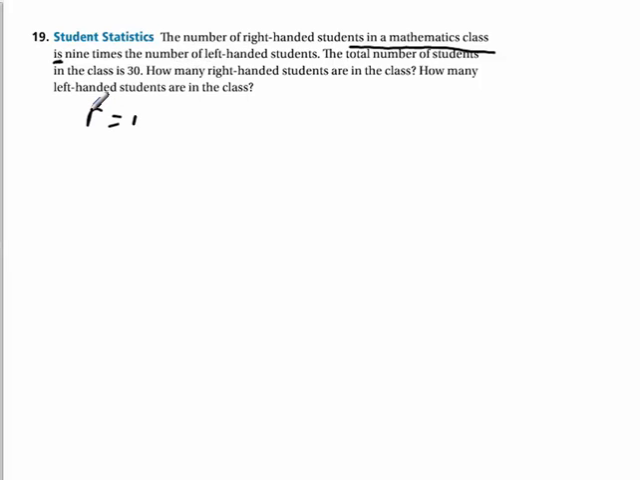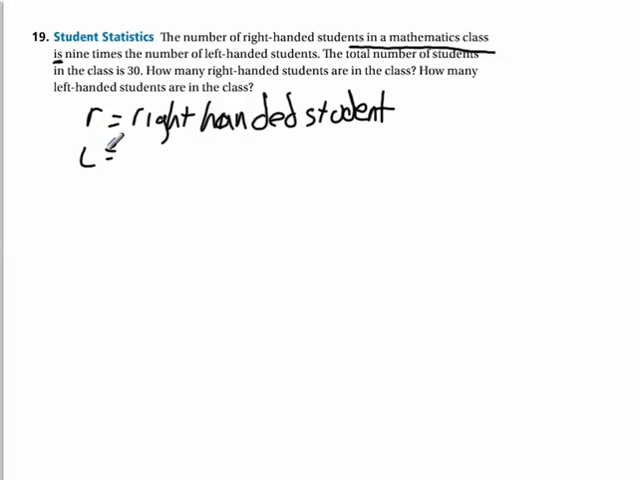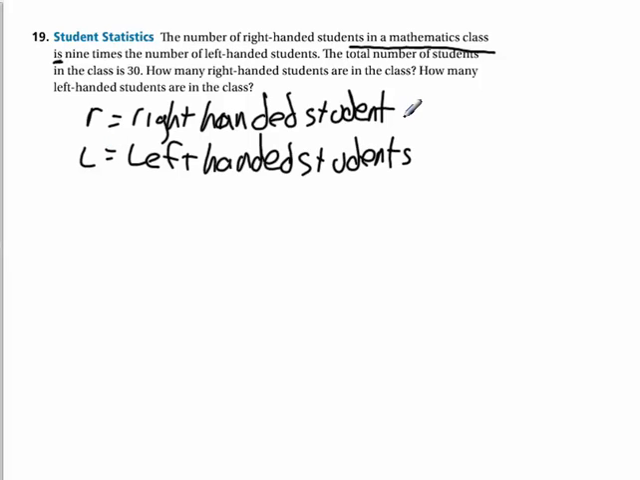So if we let R be right-handed students, and we let L be left-handed students, okay? How many right-handed students are in the class? How many left-handed students are in the class? So these two questions right here, because they're asking about right-handed and left-handed, tell us those are going to be the variables, and we have those set up.